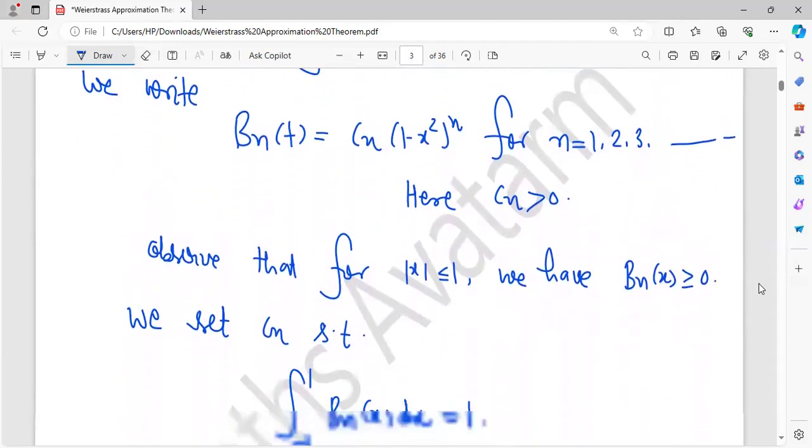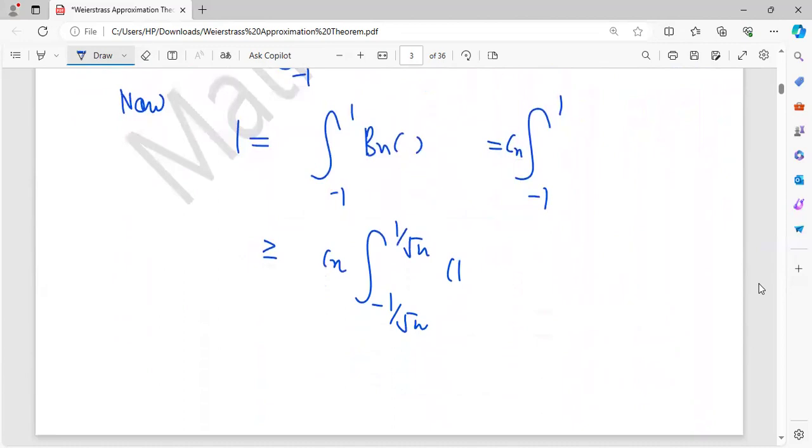So P_n(x) is this. Now this is 1. So C_n will come out as the integral of (1 minus x square) to the power n dx.